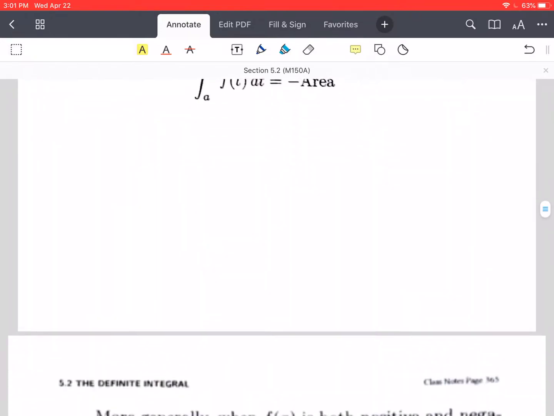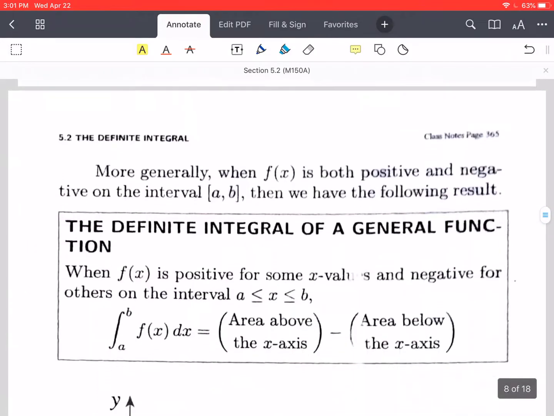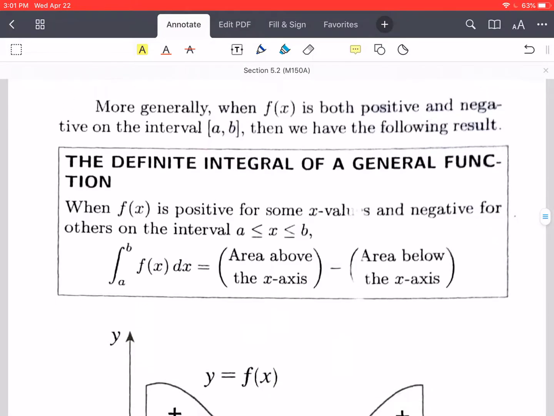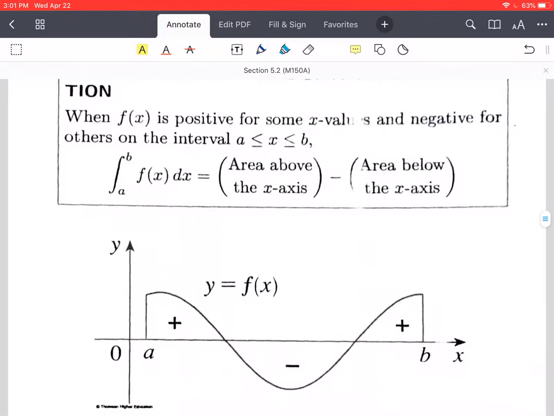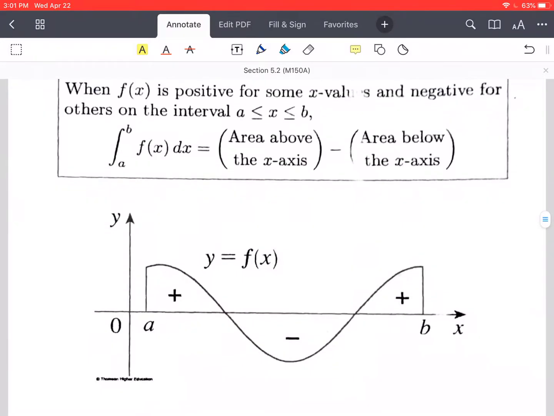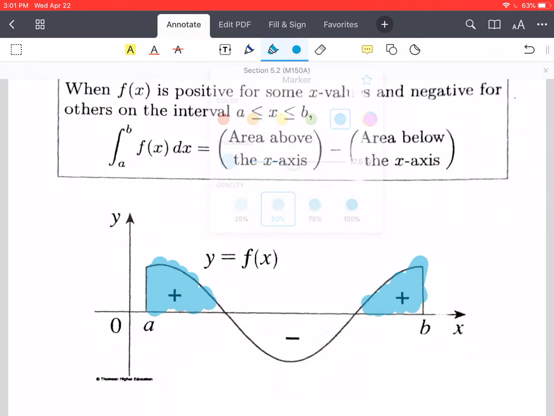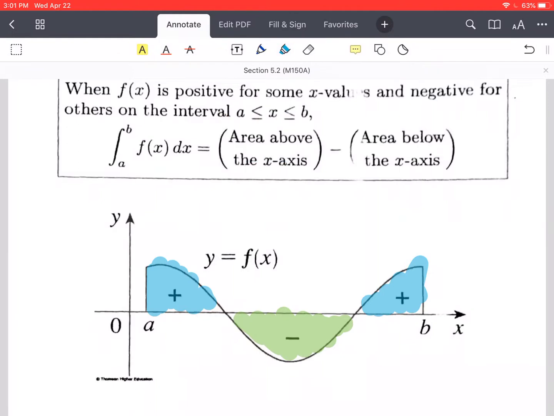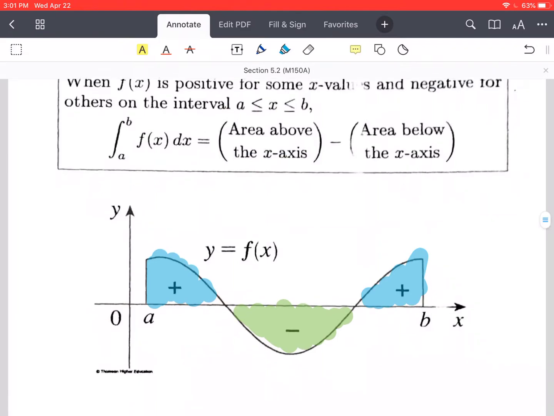Now, not every function is just described above the x-axis or below the x-axis. Sometimes we have a combination of both. So if we have any function in general that goes above or below the x-axis, if you want to find the value of the integral, the value of that area, you just take the areas above the x-axis and add them, and then you take the areas below the x-axis and you subtract them. Okay? So we compute the area the same way, and then we just take the positive ones and then subtract off the ones below.